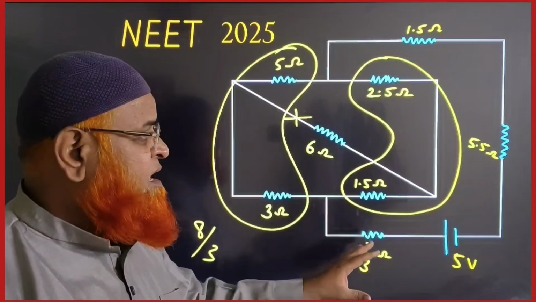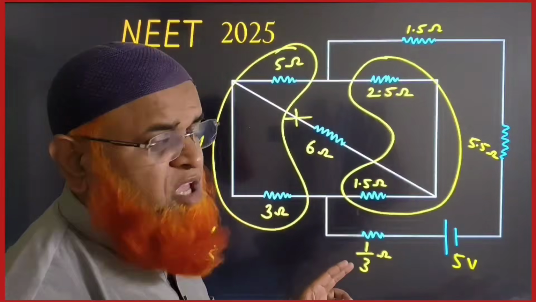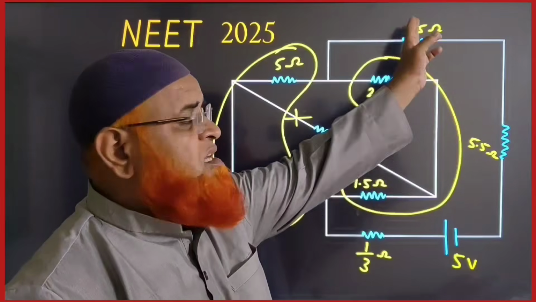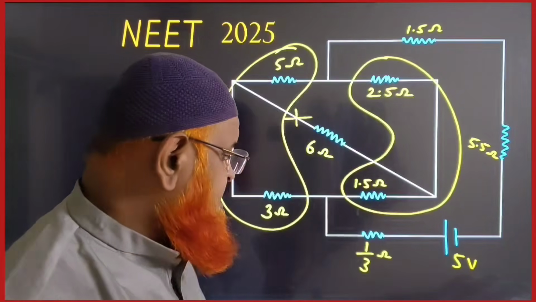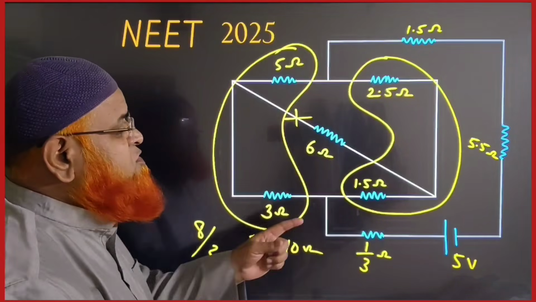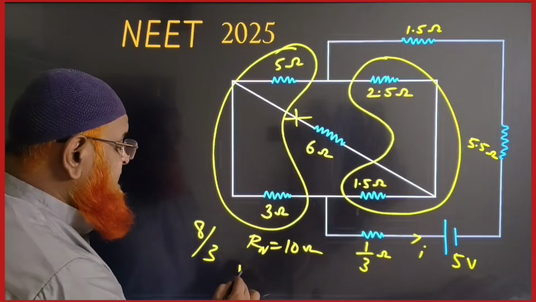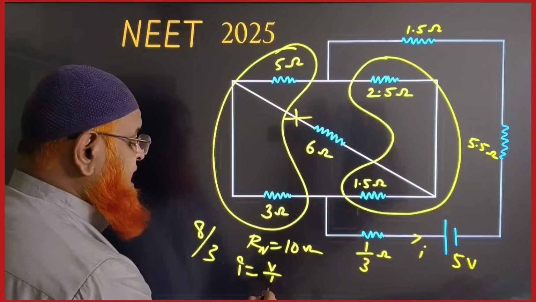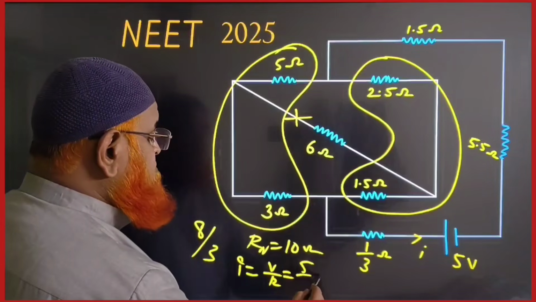9 by 3 is just 3 here now. And this is 1.5 and 5.5, it is going to be 7. 7 plus this 3 is going to be 10. So net resistance is 10 ohms. But he's asking us to find the current across this battery. How can you find it? Current I is nothing but V by R, which is 5 by 10.